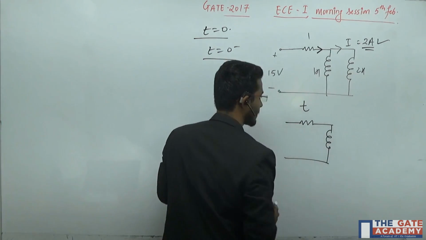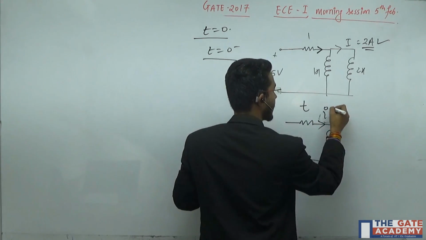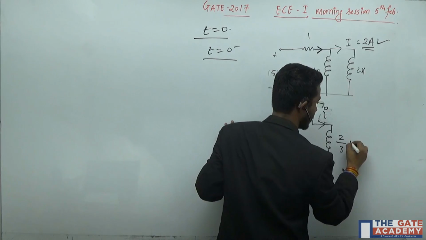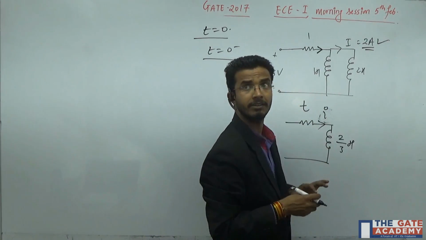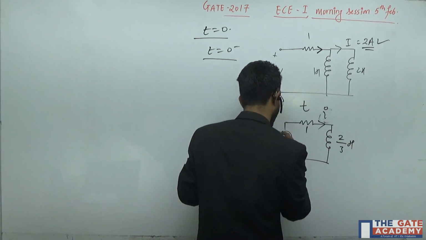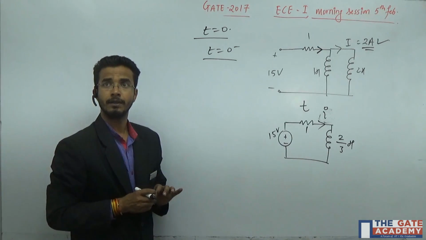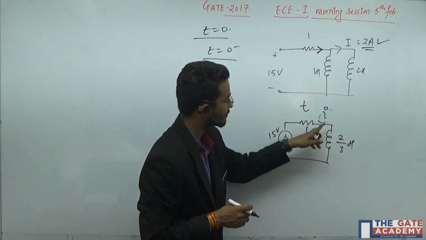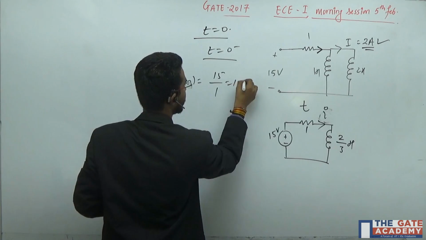For the primary calculation, I am assuming the current is I dash, and I will calculate this small i first. The total equivalent inductance will be 2 by 3 Henry, the parallel combination of these. First I will calculate the current from here, then I will apply the current division directly. Here the resistance is 1, and this is the voltage source of 15 volts. This is a first order circuit, and at infinity this inductor will behave as a short circuit. That means i of infinity will be 15 divided by 1, which is 15 ampere.